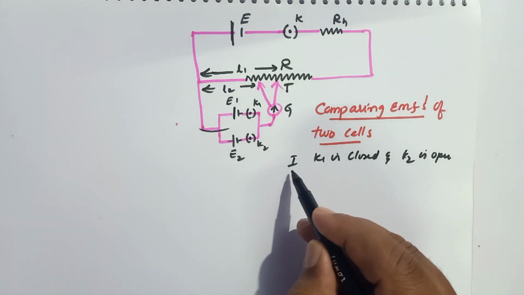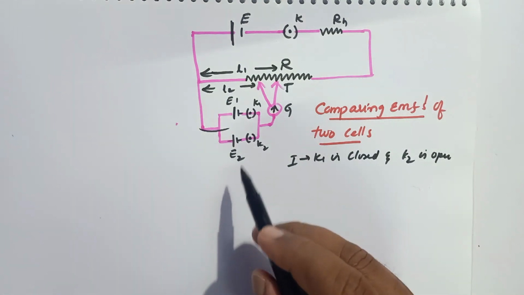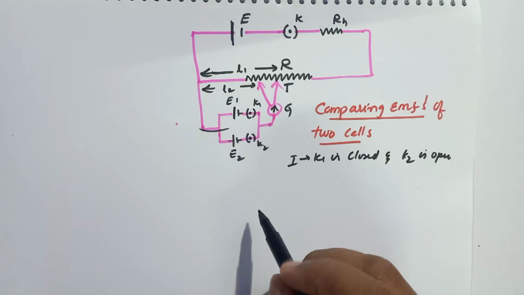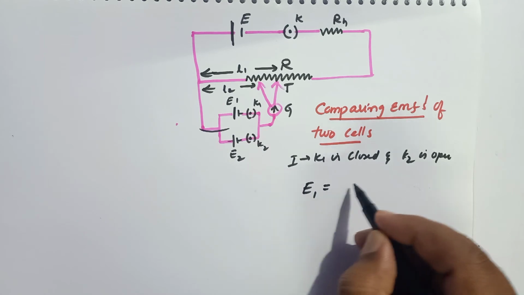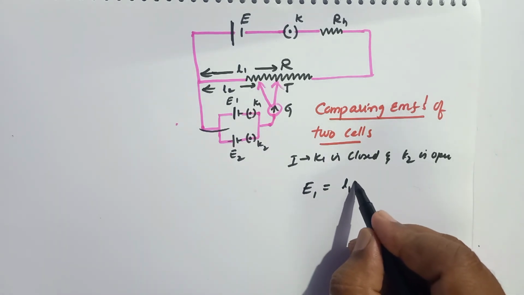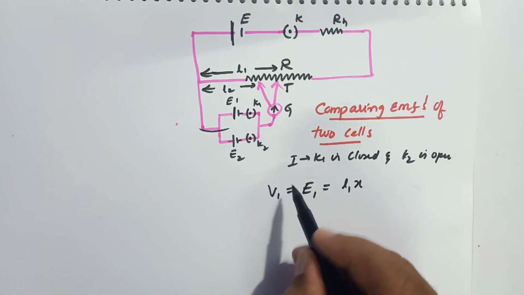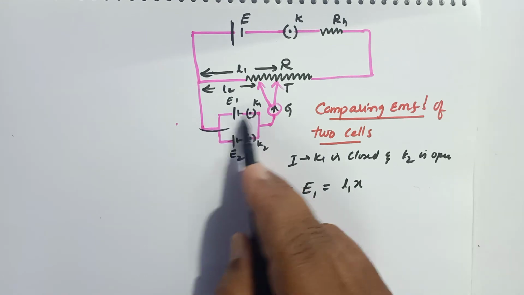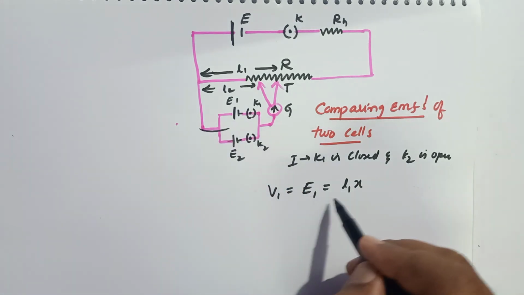Now K1 is closed and K2 is open. What happens now? Balancing length L1 you are getting. So for E1 you can write the balancing length as L1. If the balancing length is L1, you can write E1 as L1 into X, which can be called the potential difference across the cell E1. V1 and E1 both are the same.